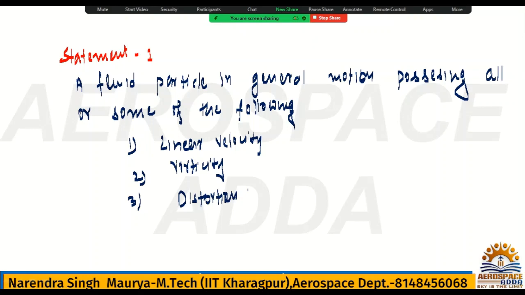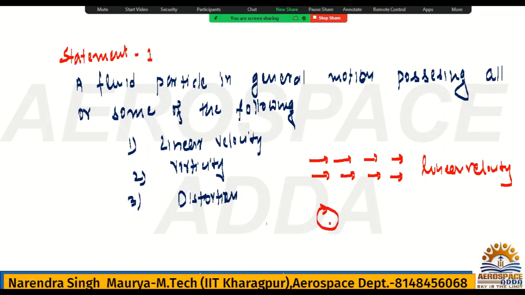Generally, we know it is always linear motion, linear velocity we will get. But if it is rotational flow, vorticity also we will get. Distortion means that the fluid particle is distorting. Okay, that is called distortion. Linear motion in the sense, okay, I will show you here so it will be very clear to you. See, this is called linear motion. Okay. Vorticity in the sense that the fluid particle is having rotation about its center of mass. Okay. Vorticity.